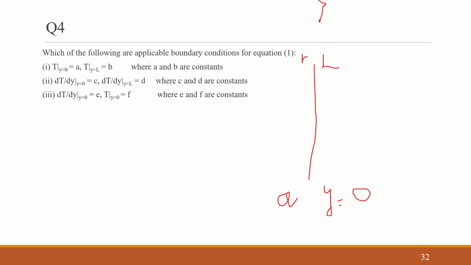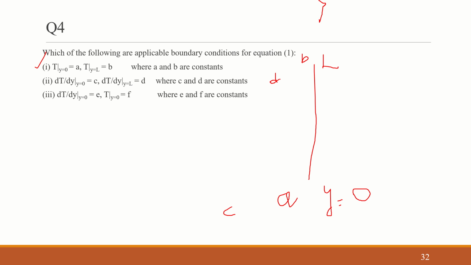Here, this is applicable, right? Because we know the temperature value at both the points. This is an applicable boundary condition. Second one: it is given that temperature gradient at y equal to 0 is C and temperature gradient at y equal to L is D. We either use both values constant, or we identify the variable values. We have two boundary points, right? In boundary conditions we generally specify the value of the variables, or we specify the value of the gradients, fluxes or whatever.